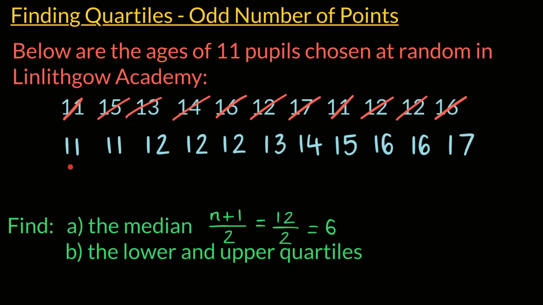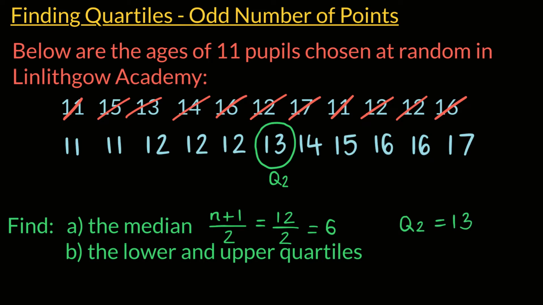So if we say 1, 2, 3, 4, 5, 6, that tells us that our median, our Q2, is 13. So we put a circle around that, or you can draw a box around it and just put a Q2 next to it. And I'm going to write over at the side that Q2 equals 13.